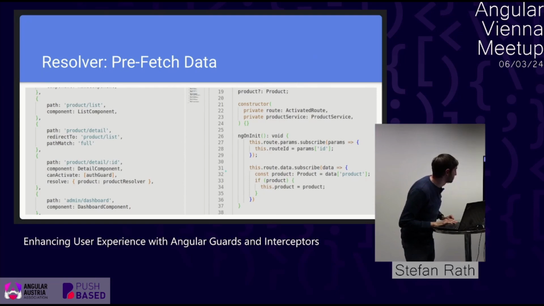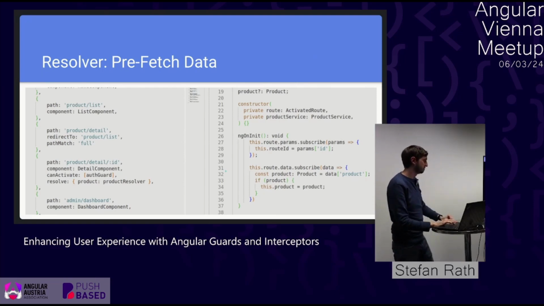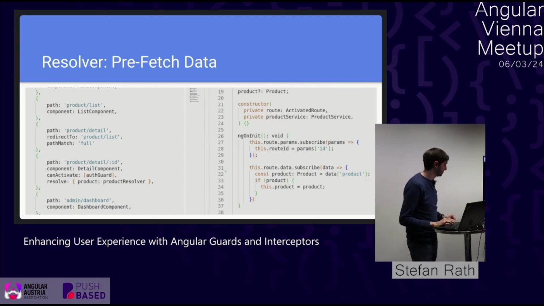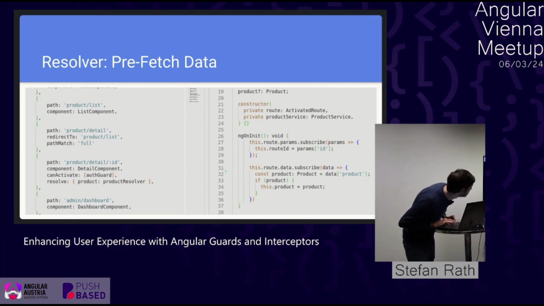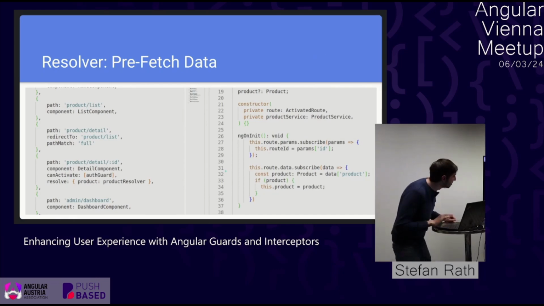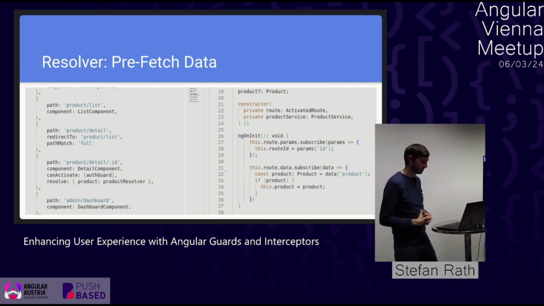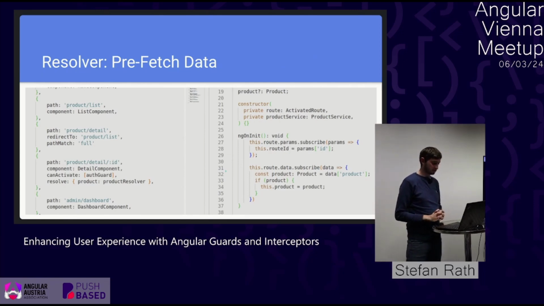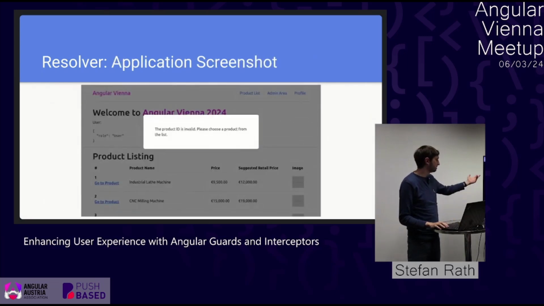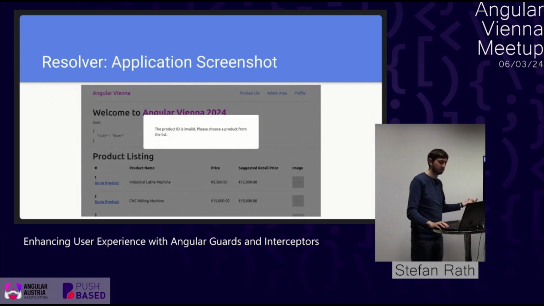So the cool thing is, the product details data is already there because the resolver was resolving it for us before. We can directly receive the product data from our route because it's stored there, which is a really cool feature in my opinion. And if we click on something and something goes wrong, here is an application screenshot of how it might look.